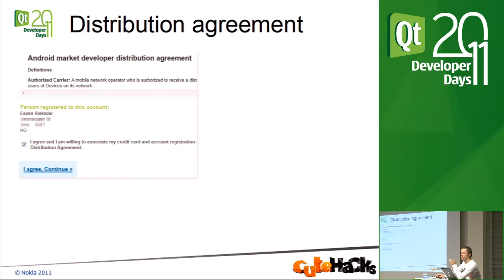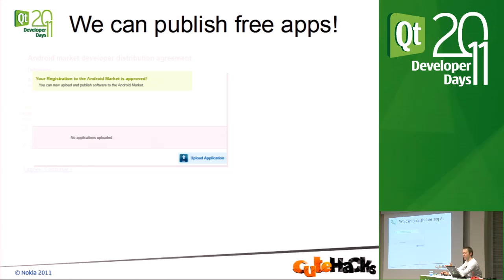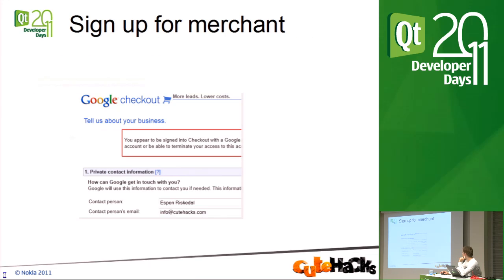When you then log in, they ask you to please sign a distribution agreement, which you do. And I can now publish apps. That was it. If I want to earn money on apps, I have to sign up as a merchant. There's a big button that says, do you want to make money or something like that, and you press that.